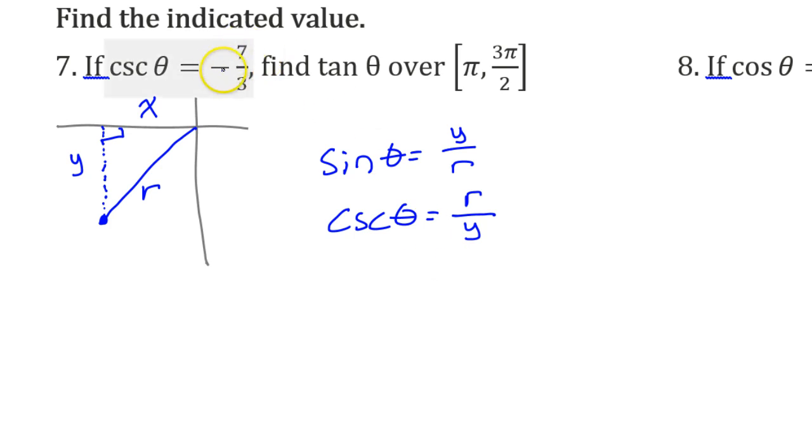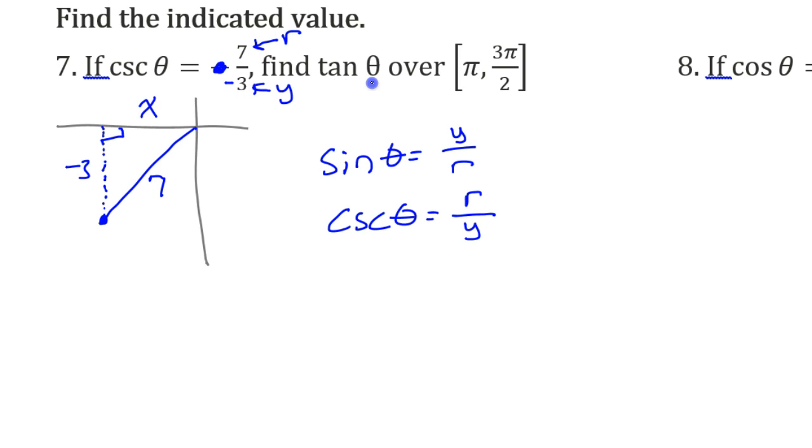So when I look at this -7 over 3, I am going to get the radius from the numerator, and the y value from the denominator. Now, the radius cannot be negative. So that means this -7 over 3 must be 7 over -3 in terms of radius and y value. So the radius is 7, and the y value is -3.